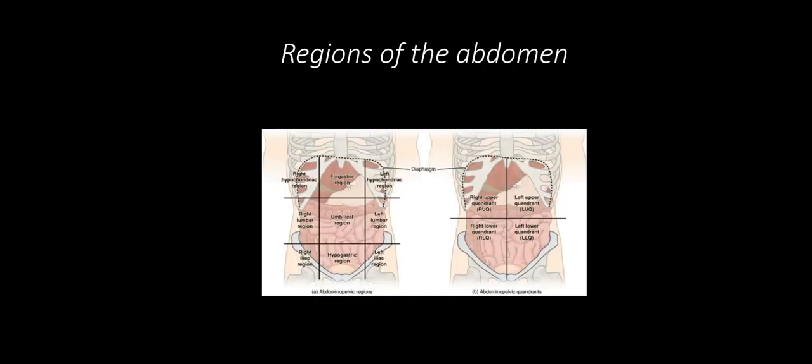So these are the regions of the abdomen. We have the epigastric region just on top. In the middle, we have the umbilical region. Below, we have the hypogastric. Then we have the right iliac region, left iliac region. Umbilical, we have right lumbar region, left lumbar region. Left hypochondriac region, right hypochondriac region.